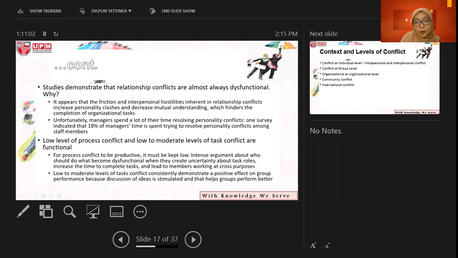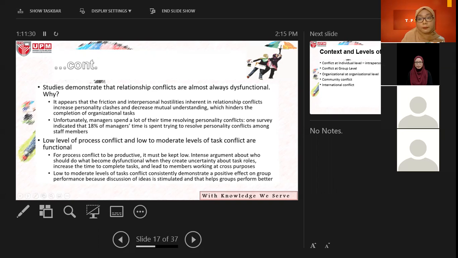Okay, so for process conflict to be productive, it must be kept low. Intense arguments about who should do what become dysfunctional when they create uncertainty about task roles, increase the time to complete tasks and lead to members working at cross purposes. Meanwhile, low to moderate levels of task conflict consistently demonstrate a positive effect on group performance because discussion of ideas is stimulated and that helps the group perform better. So ini dia punya reason. Kenapa relationship conflict always dysfunctional, process and task conflict can be functional.